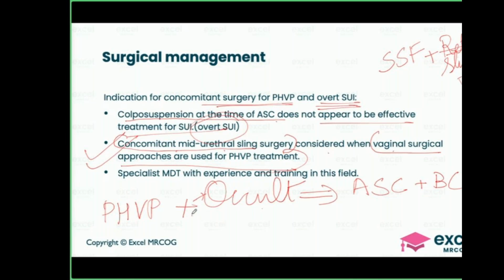If it is overt SUI, what is shown to be more effective is the vaginal approach. So the vaginal approach is SSF, sacrospinous fixation, plus a sling for SUI.